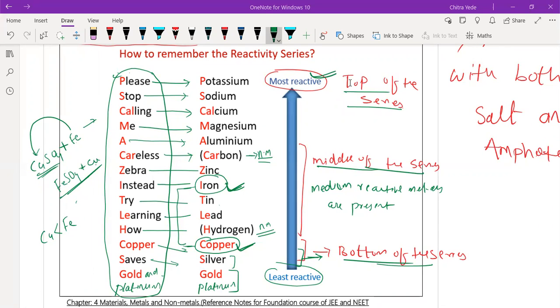That's why it is placed above the alkali metals in the first group, above sodium, because hydrogen does not have a fixed position. That's why it is a drawback of the modern periodic table: there is no fixed position for hydrogen, because it shows properties similar to the halogens as well as to the alkali metals.